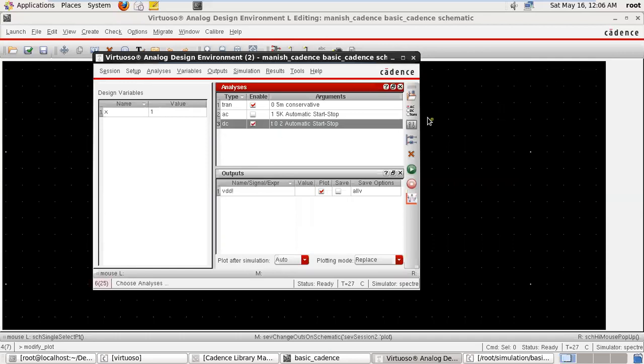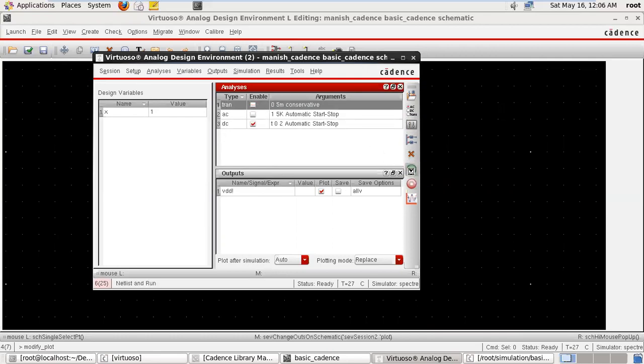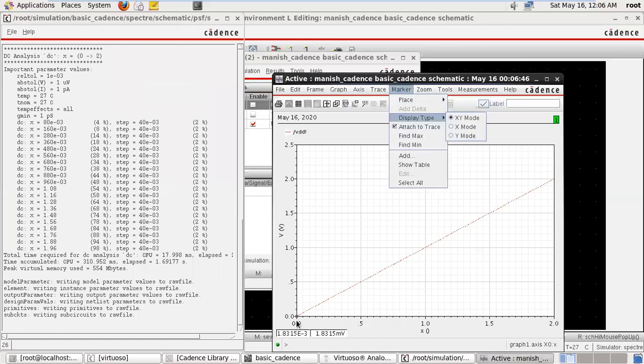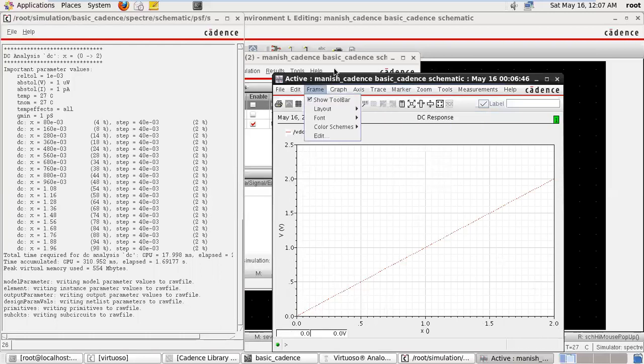Second, DC. Suppose we are selecting the DC analysis and simulating. Now remove the transient. Okay, simulation. So see what happened. See the axis: because we have applied the DC voltage, it is varying from 0 to 2 volt. So the VDD voltage is the same as x. It is a ramp signal varying from 0 to 2 volt, so the output is also varying from 0 to 2 volt. So this is my DC voltage.